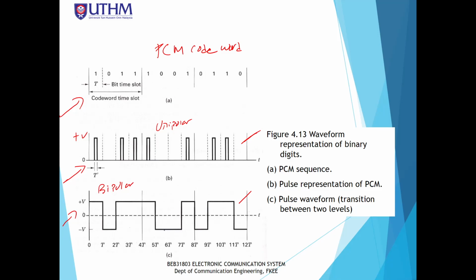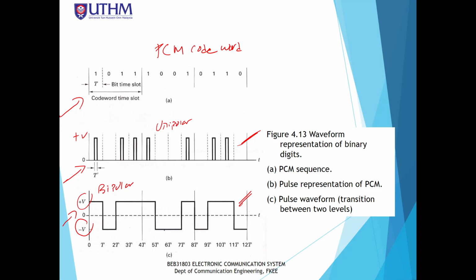So in bipolar we produce positive voltage and also negative voltage. Okay, remember that in bipolar we have two polarities of the PCM waveform. So both of these, unipolar and also bipolar, are the PCM waveform that we transmit to the channel. Inilah dia bentuk PCM waveform yang kita hantar daripada transmitter kepada receiver melalui channel.